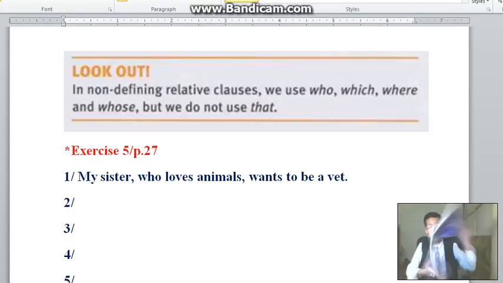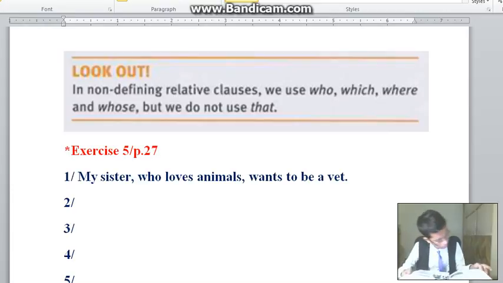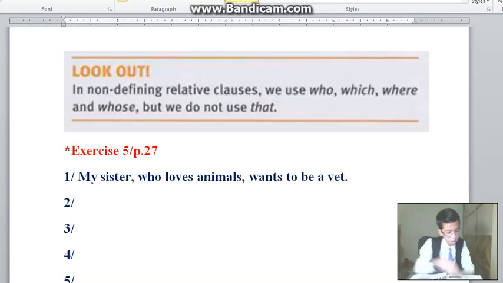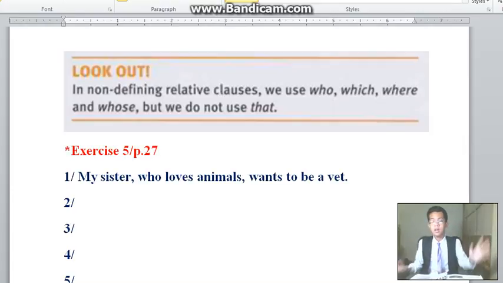So if you open to page number 25, you can see the lookout box tells you to. We often use that instead of which. In informal English, we use that instead of who. So we can use it in the defining relative clause, but you cannot use that in the non-defining relative clause. So a little bit different between the two types of relative clauses.